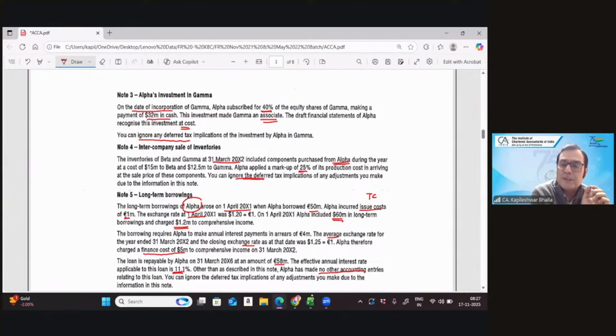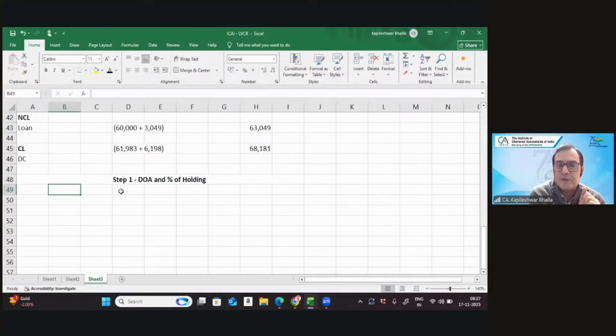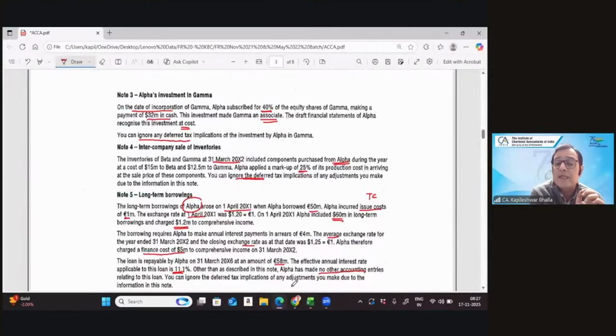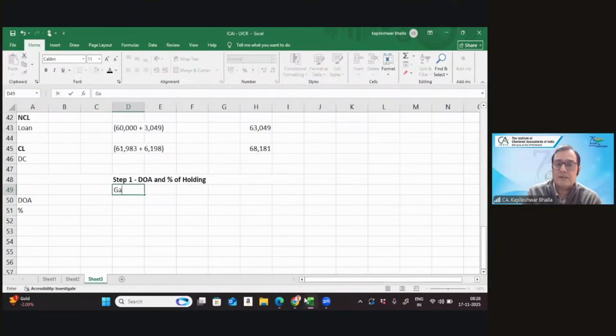So at the moment, we are just going to note down the dates of acquisition. So let's get the date of acquisition and let's get the percentage. Let's do this in both the subsidiary and the associate. I'll put the name of the company, Gamma and Beta. So this is Gamma and this is Beta.